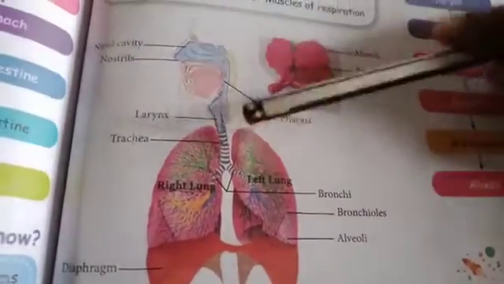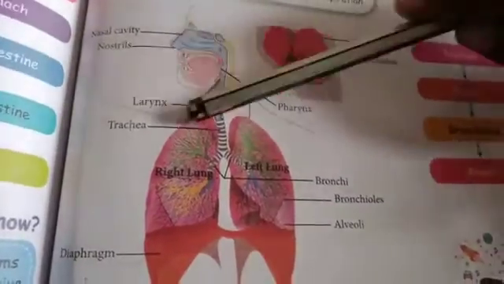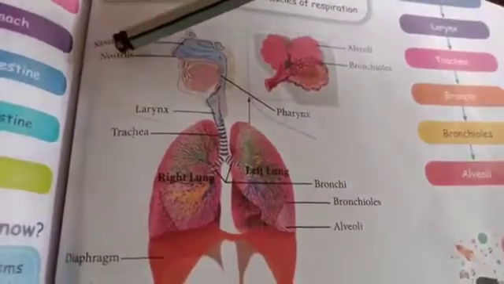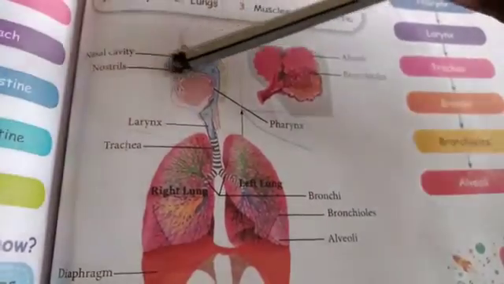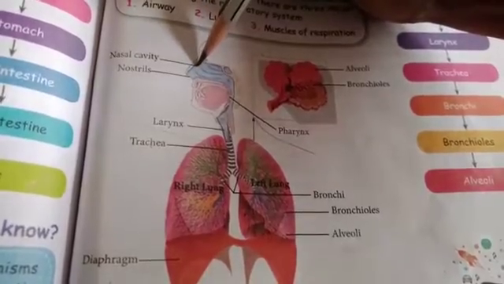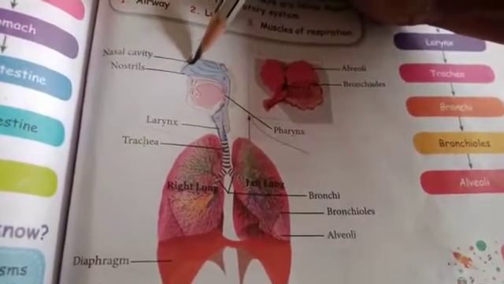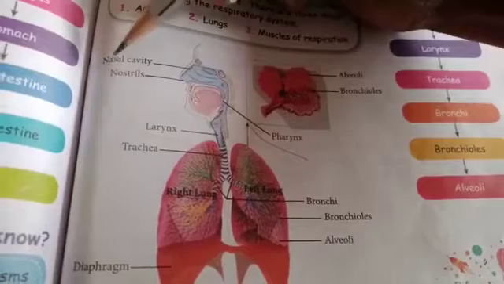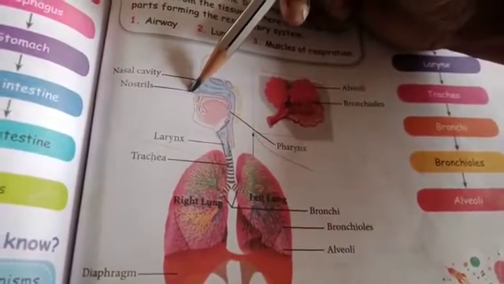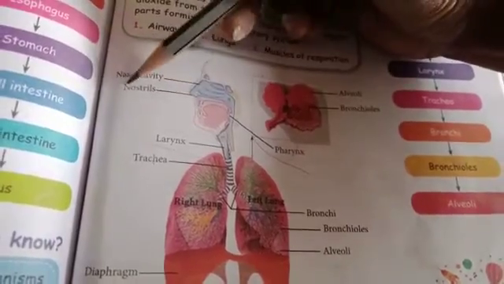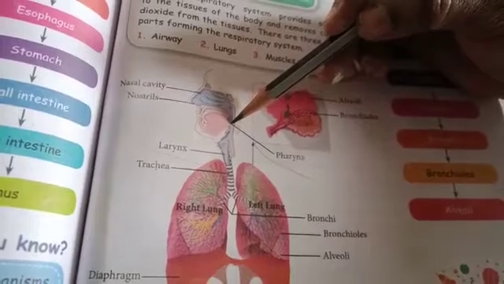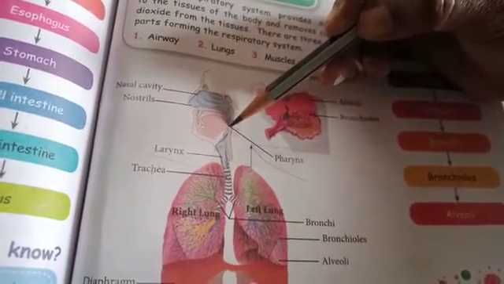Come and see the picture of the lungs. This is the head part, this is the lungs part. In the head part itself, the airway starts. The first part is called the nasal cavity, present before the nose. The second part is the nostrils, the entrance of the nose. The next part is called the pharynx.